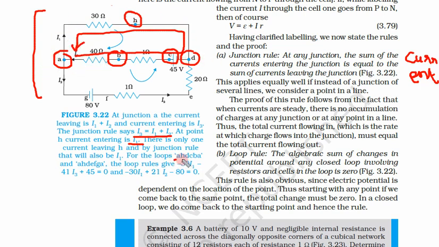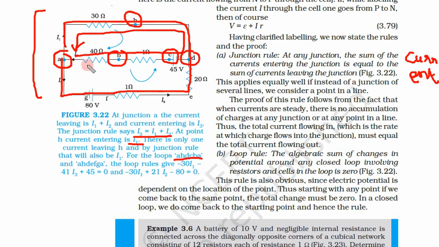For this loop A, H, D, C, B, A, either you take this side or you take this side, this loop. So A, H, D, C, B, A. The second loop is A, H, D, E, F, G, A. So there are two loops, this smaller loop and this bigger loop. This bigger loop is A, H, D, E, F, G, A.